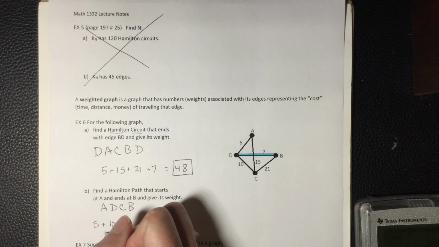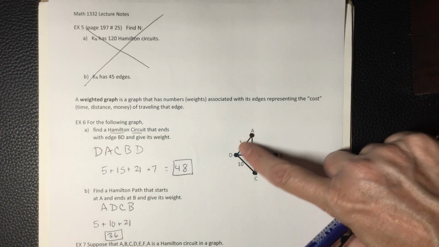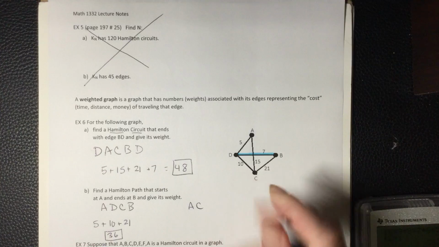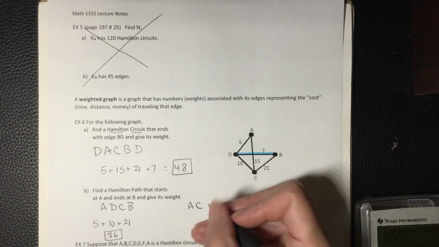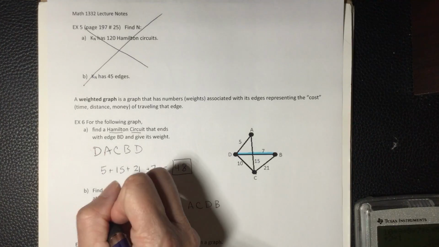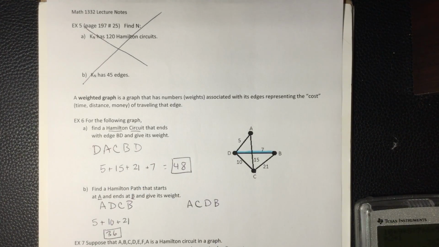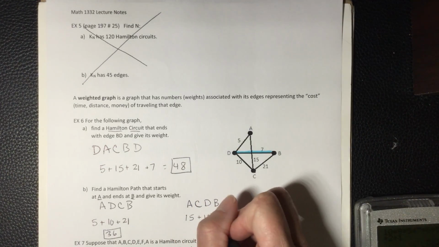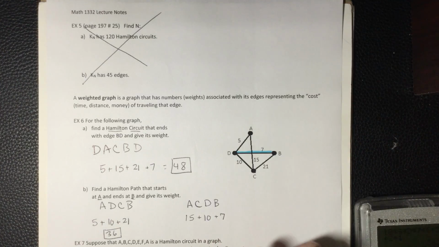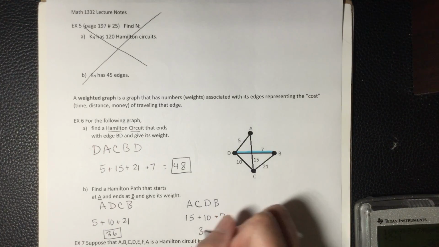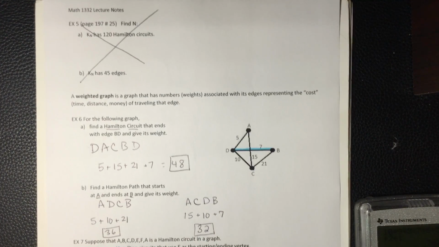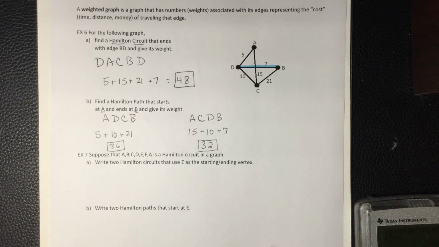Now somebody else may have gone a different way. They may have said, okay, instead of going to D first, I want to go to C. So they may have gone A to C, then D, then B. Okay, so both start at A and end at B, so they meet our qualifications. So A to C would be 15, C to D would be 10, D to B would be 7, and this one turns out to have a weight of 32. So if you're thinking time, maybe going this route saves you 4 minutes, and maybe that's the route that you want to take.